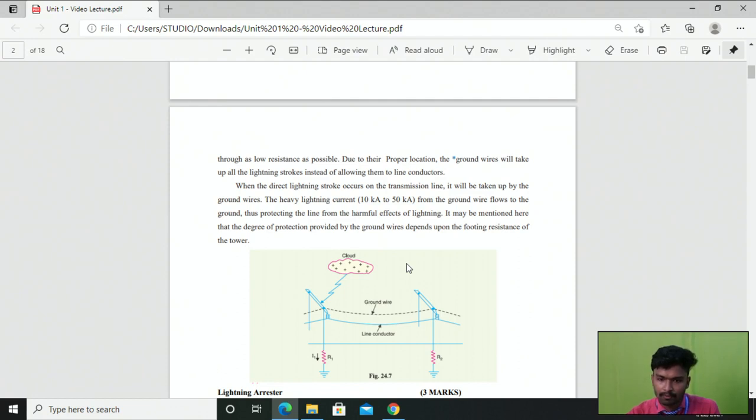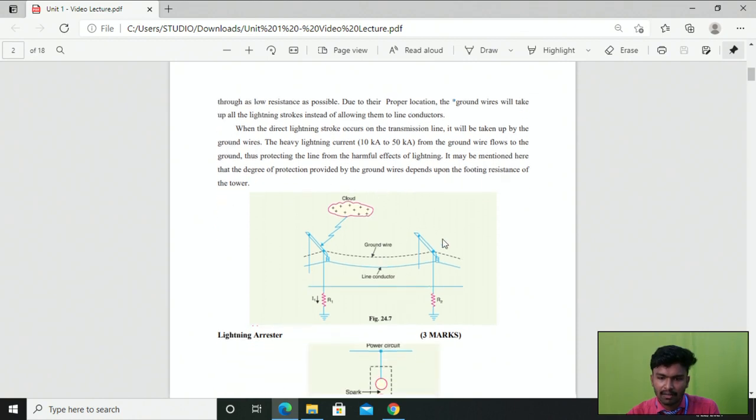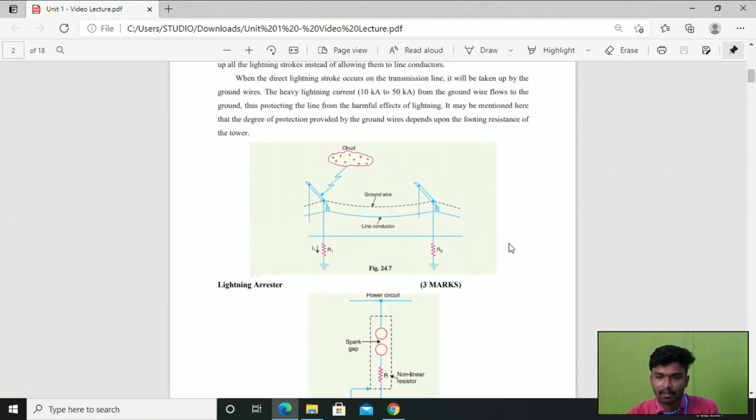It may be mentioned here that the degree of protection provided by the ground wire mainly depends upon the footing resistance of the tower. In every tower we are grounding one lead of our tower to the ground through the footing resistance. Here the footing resistance at tower 1 is R1 and at tower 2 is R2, right? Whenever lightning strokes fall onto the ground wire, it will divert that extra stroke through the low footing resistance with the help of the tower installed at each location, right?